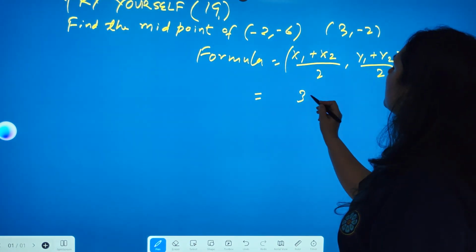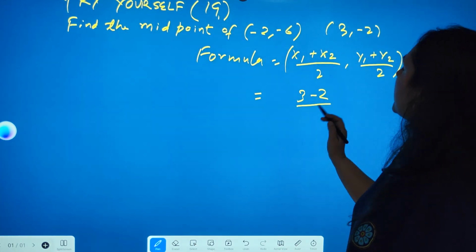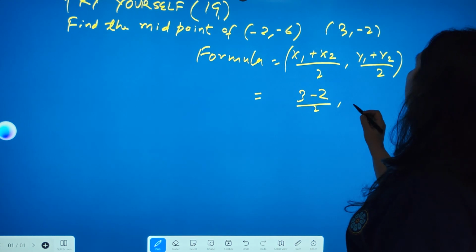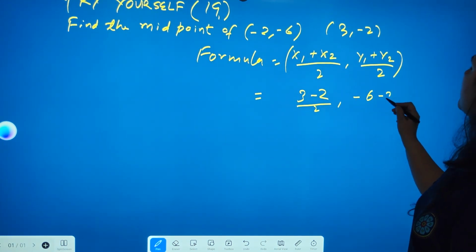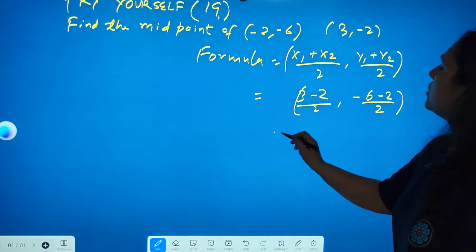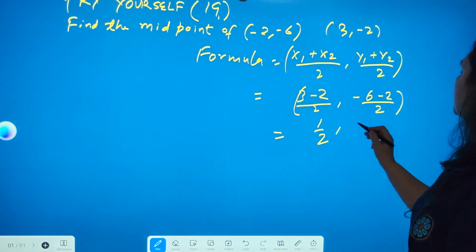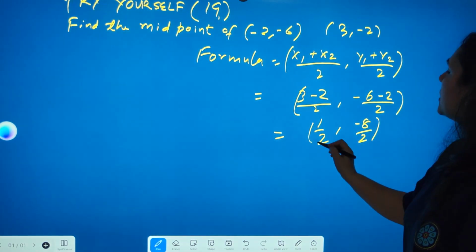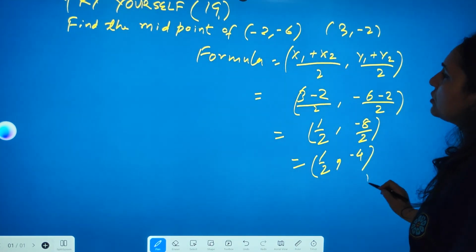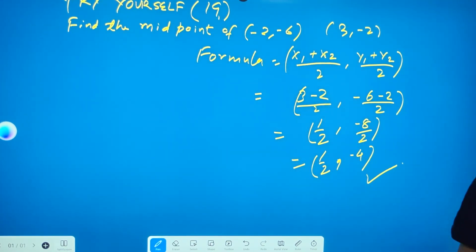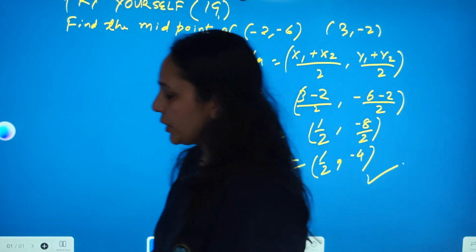x1 is -2 and x2 is 3, so 3 minus 2 by 2, and y1 is -6 and y2 is -2, so that's minus 6 minus 2 by 2, right? So it is equal to 1 by 2, and this is minus 8 by 2, which is equal to 1 by 2, and the second value is minus 4. So this is the midpoint of it, right?